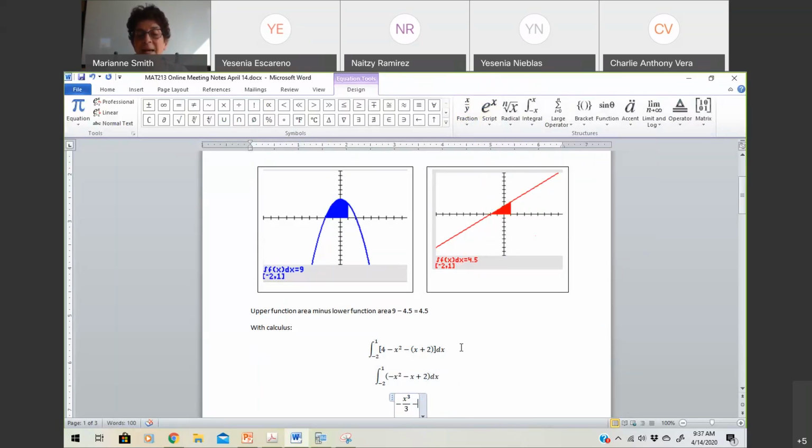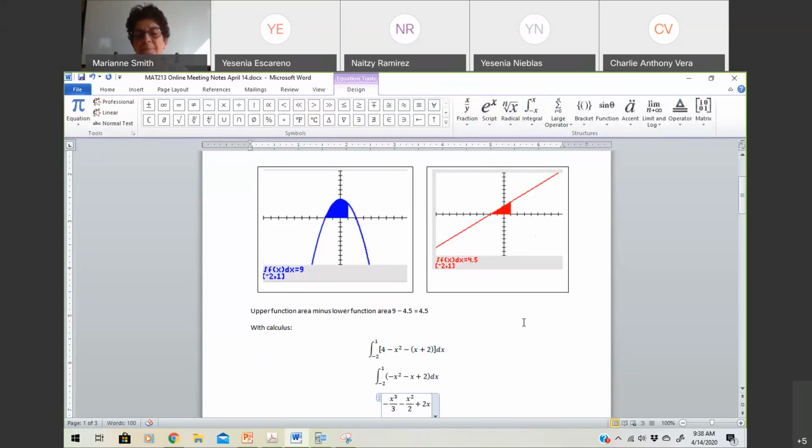Then I have x to the first. I'm going to increase the exponent on that. That's going to become x squared over 2. And the last term is just a plus 2 times 1. I can think of 1 as x to the 0. Increase the exponent on that, you get x to the first over 1. So this term just becomes plus 2x. And then I'm going to evaluate that.